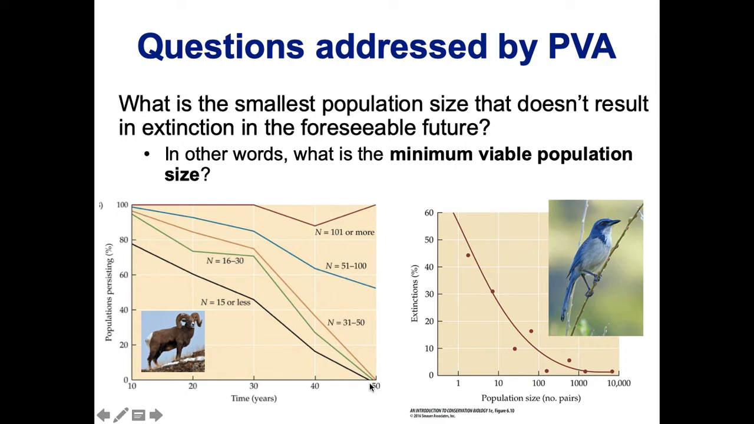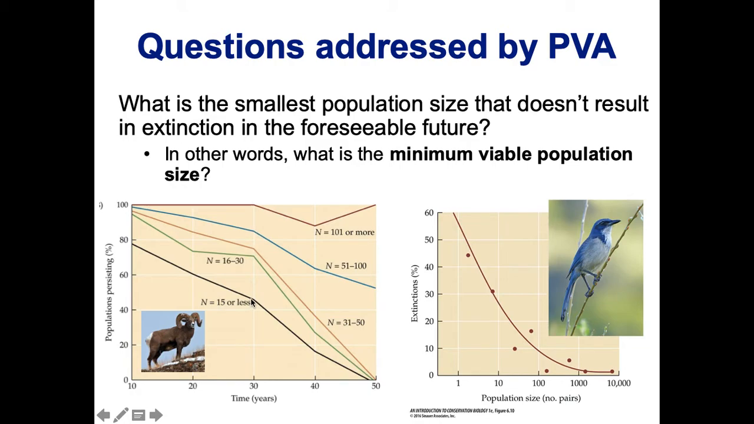So if we want to know the minimum viable population, we want to say, okay, well, we want to make sure the population has an 80% probability of persisting for 30 years. So the smallest population size that we could get that would do that would be this blue line. So we're at 30 years, so we wanted to have an 80% probability of persisting. So we get this blue line. It's got to be a population of 51 to 100 individuals.